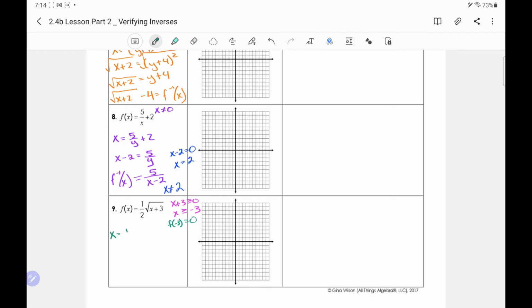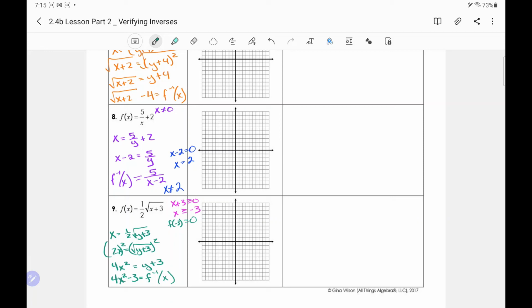We have x equals 1/2 square root of y plus 3. So we do times both sides by 2. And we're going to get 2x equals the square root of y plus 3. Square both sides. Okay, so I've got 4x squared equals y plus 3. Subtract 3, and that's what it equals. So if I want to rewrite this with my inverse, I forgot the little one. The f inverse of x is 4x squared minus 3.